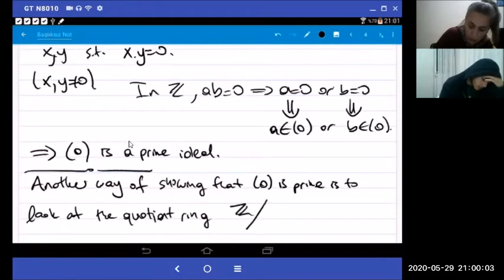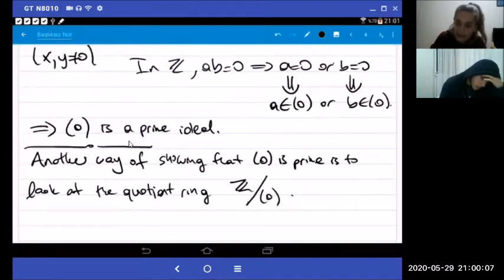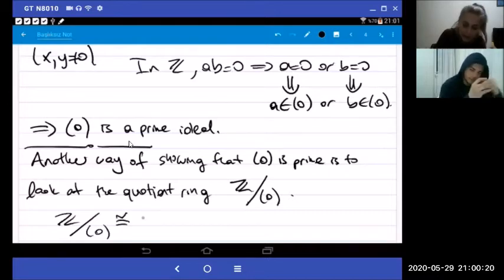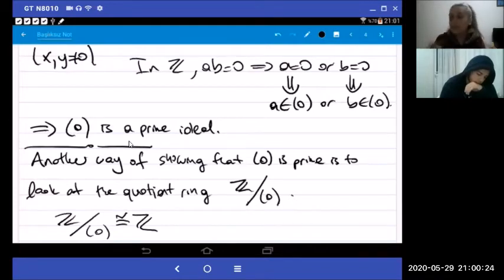Z over the ideal generated by 0. Now, what is this ideal? Z over the ideal generated by 0 is nothing but dividing Z by nothing, just the additive identity. This means that this is isomorphic to Z. And we know that Z is not a field, but an integral domain.